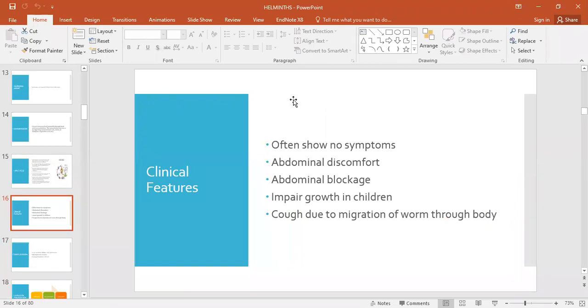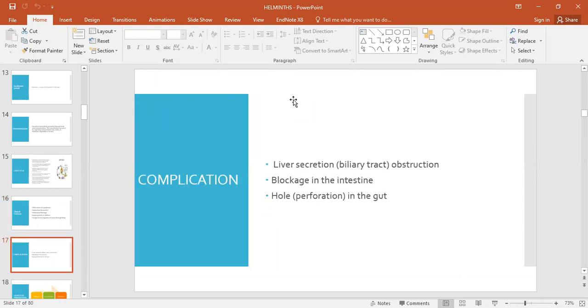Clinical features: most of the patients show no symptoms, and some patients may have abdominal discomfort, abdominal blockage, impaired growth in children, and cough due to migration of the worms through the body. Its complications are biliary tract obstruction, intestinal obstruction, and intestinal perforation.